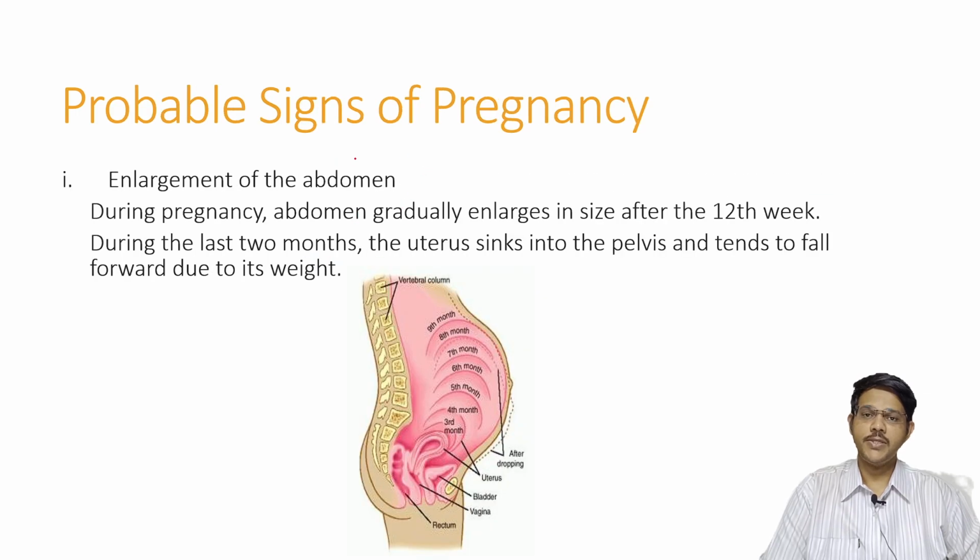Now coming to probable signs of pregnancy. First of all is the enlargement of the abdomen. As the pregnancy progresses, the abdomen gradually enlarges in size after the 12th week of pregnancy.